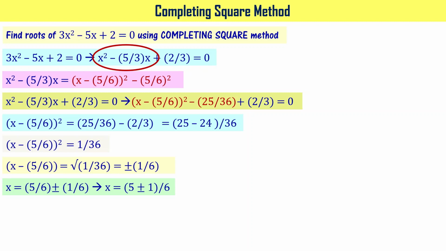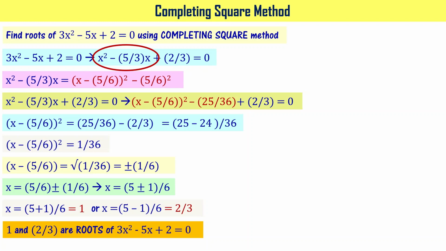Now, x is going to be 5 plus or minus 1 divided by 6. If I choose plus 1, then it is going to be 5 plus 1 by 6, that is equal to 1, right? x equal to 1. If I choose minus 1, then it is going to be 5 minus 1 divided by 6, that is equal to 2 by 3. So now we can say that 1 and 2 by 3 are the roots of 3x square minus 5x plus 2 equal to 0, right?